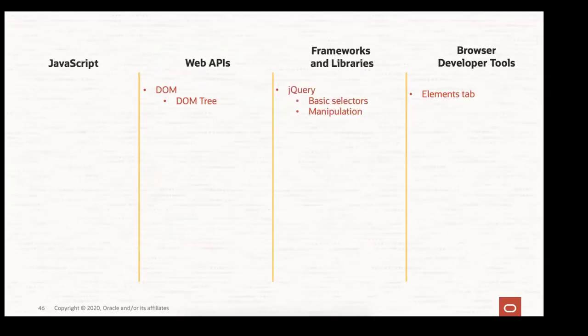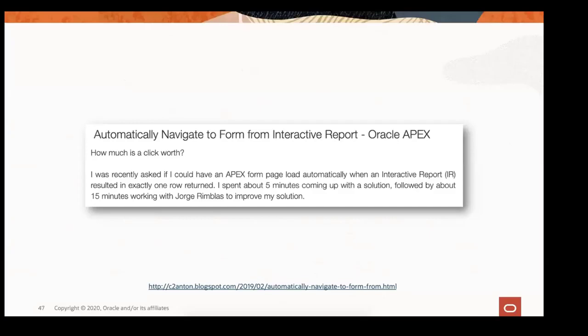So in this one line of code, we've actually touched already on several of the categories of concepts that I wanted to talk to you about today. The first being web APIs. We've talked a little about the DOM and what the DOM tree is. Under frameworks and libraries, we've covered jQuery, basic selectors, and manipulation. And as far as browser developer tools go, we've talked about the Elements tab. Let's look at the next example.